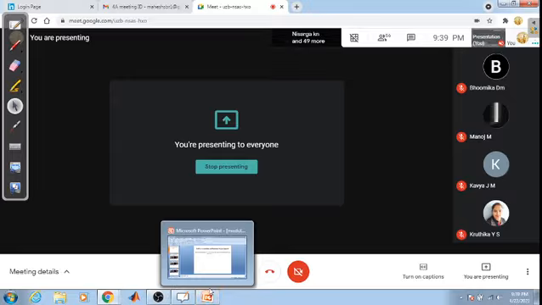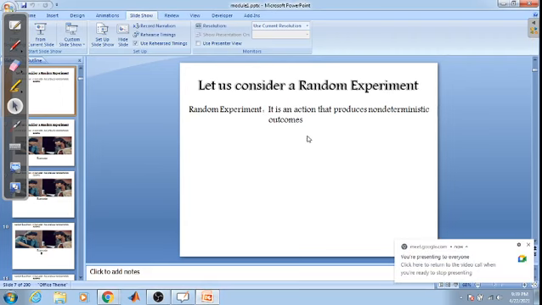Okay, so is this meaning clear? What is meant by a random experiment? It is nothing but whichever or whatever may be the experiment, if it produces a non-deterministic output, it's called a random experiment.